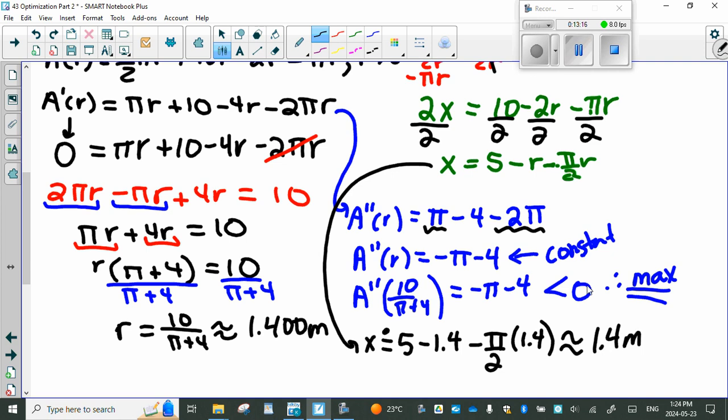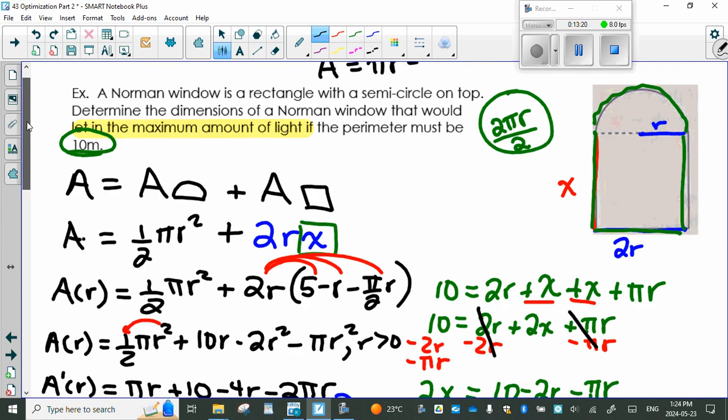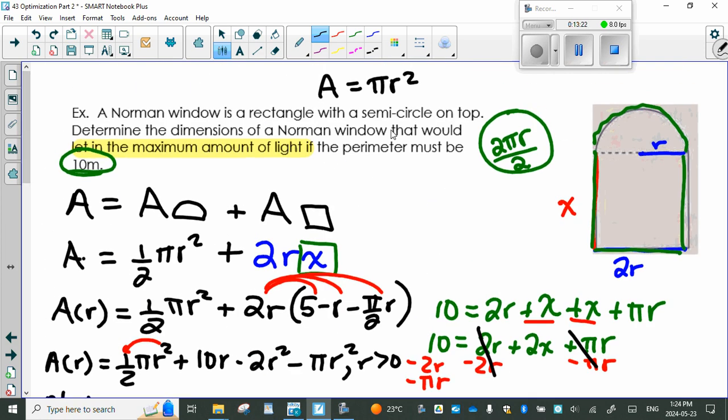So if I look at my picture, I'll write a sentence out in a second, but this is 2r, so this is going to be about 2.8 meters. Does that make sense to everybody? Diameter. And then this distance here is going to be about 1.4 meters. Okay, so that's how the window should be built to maximize the area of sunlight.